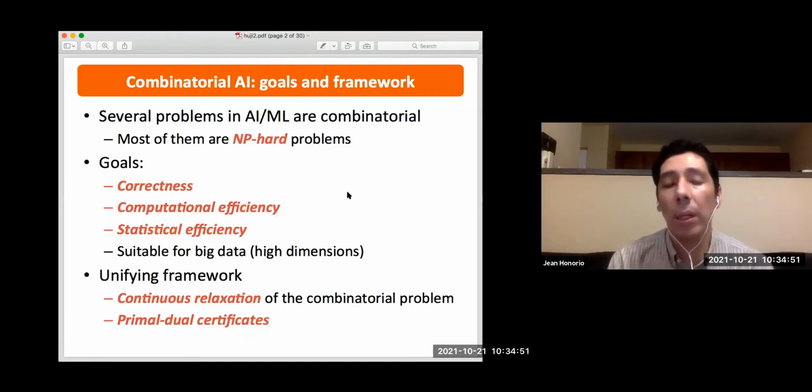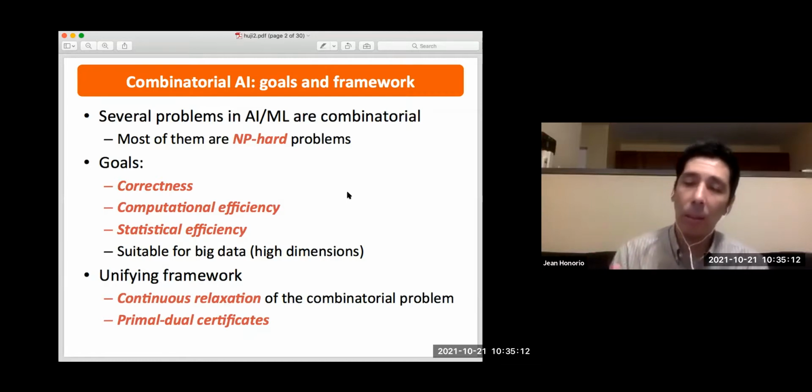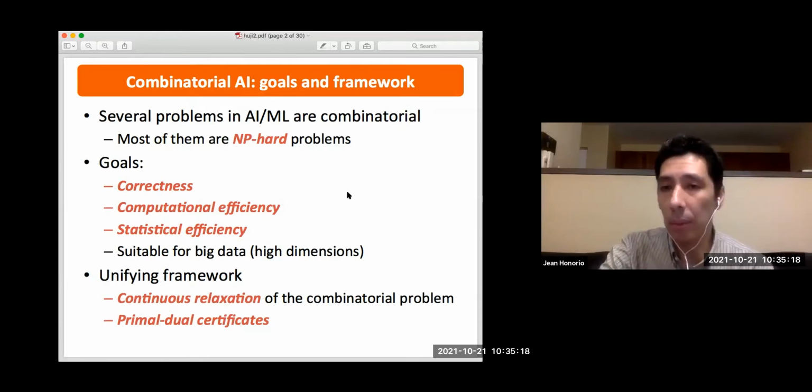The framework that we have been working with is the idea of applying some type of continuous relaxation to the original combinatorial problem, and then using primal-dual certificates. I will use one particular problem later, because continuous relaxations have been used for a long time, but there is some difference in the way we are applying these continuous relaxations in the different works that we have been doing.